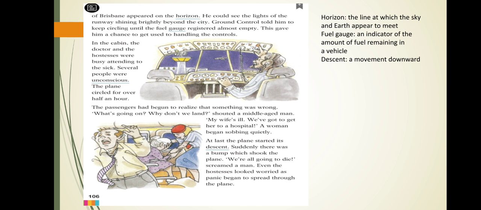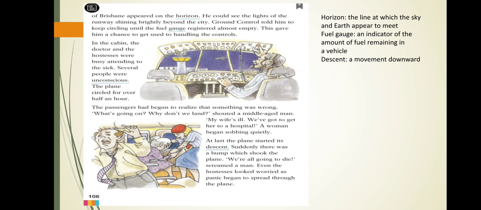Fuel gauge. What is the meaning of fuel gauge? That is a meter, an indicator of the amount of fuel remaining in a vehicle. And descent means a movement downward. So he could see the lights of the runway shining brightly beyond the city. Ground control told him to keep circling until the fuel gauge registered almost empty. This gave him a chance to get used to handling the controls.